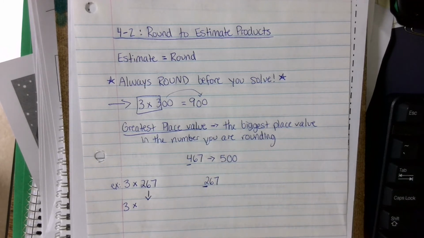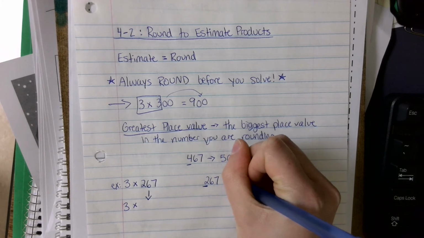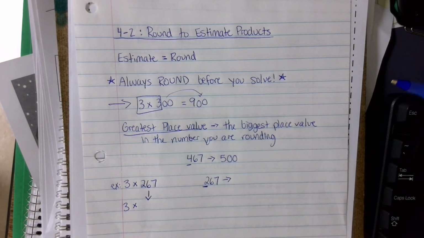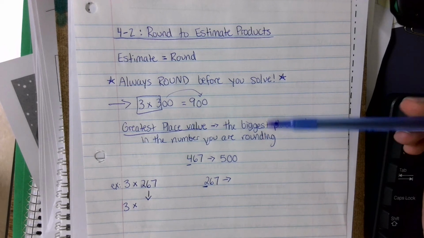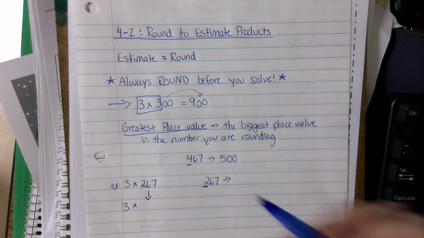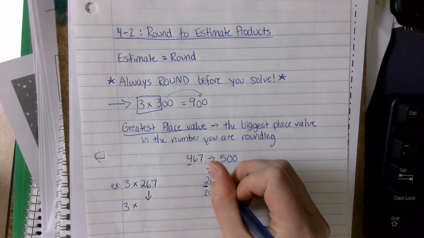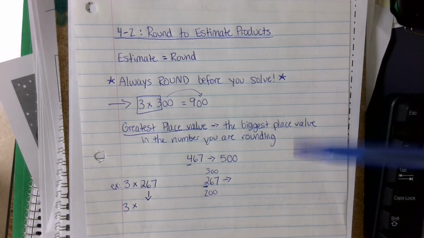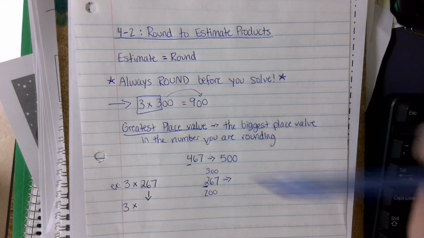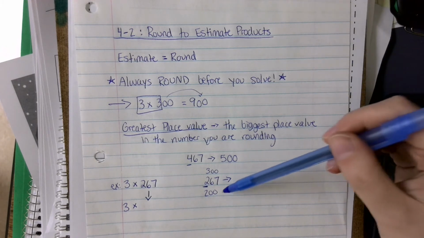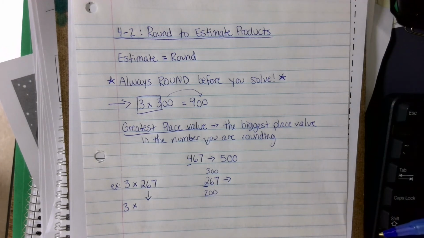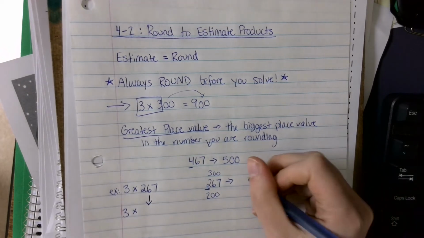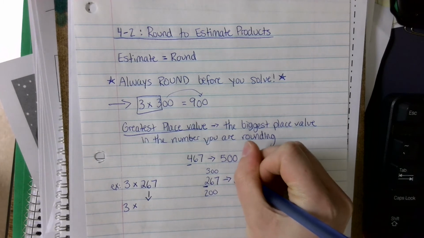267, I can think about this in terms of the song, or I can think about it in terms of just where the number falls on a number line. So 267 is between 200 and 300. And so I need to think, is it closer to 200 or closer to 300? If it's at that 250 mark, we bump it up to 300. If it's below 250, we bump it back down to 200. So in this case, 267 is closer to 300, so it rounds to 300.